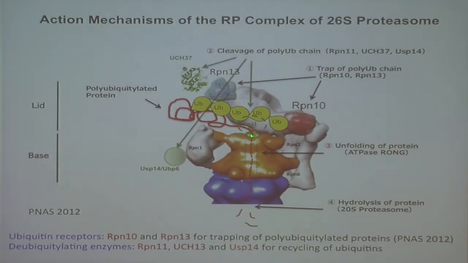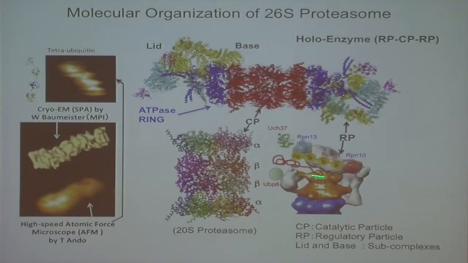But the protein is degraded in the central part. Usually cytosolic proteins have tertiary structure, but the tunnel of the alpha ring is very narrow. Therefore, the trapped substrate should be denatured. In that case, the ATPase functions to destroy the tertiary structure. This is the reason for the energy requirement. So this is the overall structure.